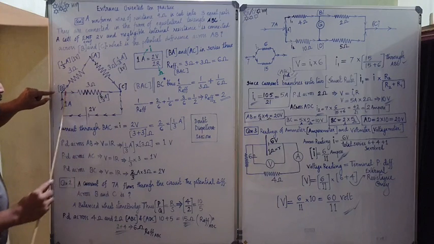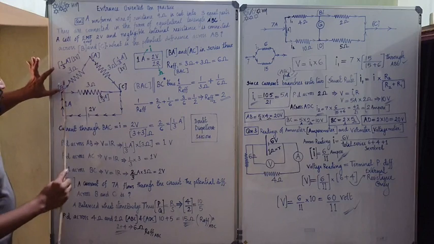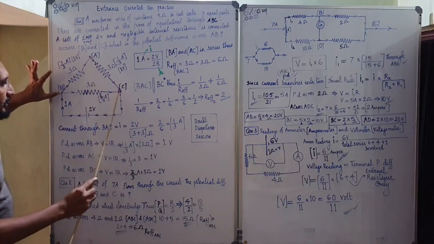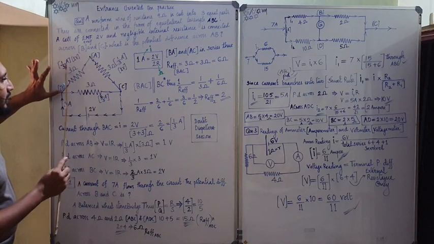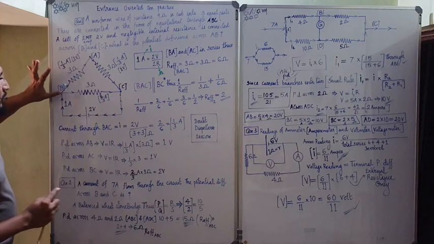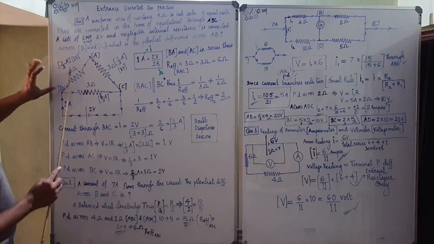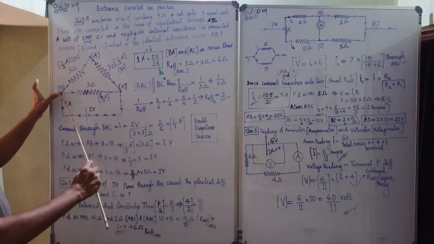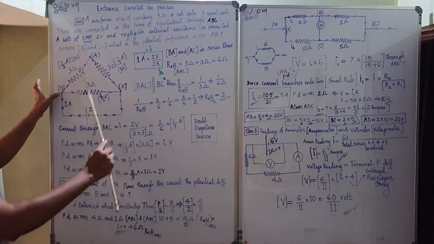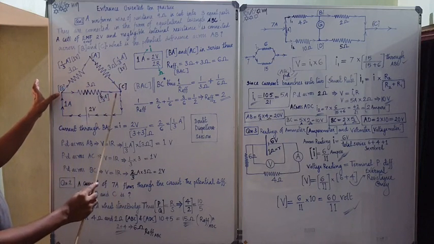1 ampere comes over here and it will split into 2. 1 by 3 will go through this section and meet up here. Then what will be remaining? 1 by 3 is this, then 2 by 3 will be here. 1 by 3 plus 2 by 3 is 3 by 3, that is 1 ampere. So 1 by 3 of the current will go through this section and 2 by 3 ampere will go through this section.